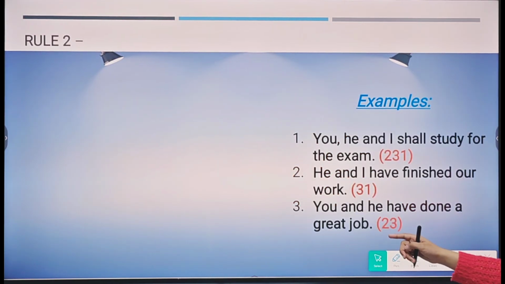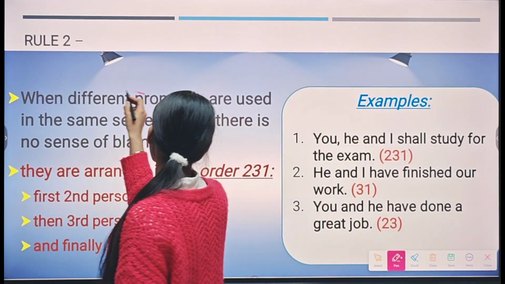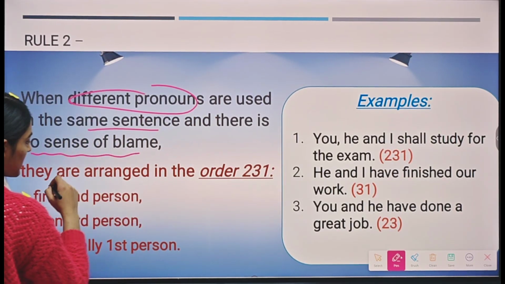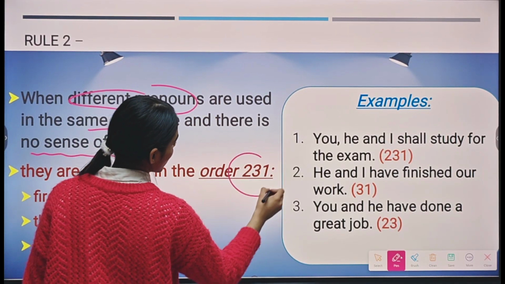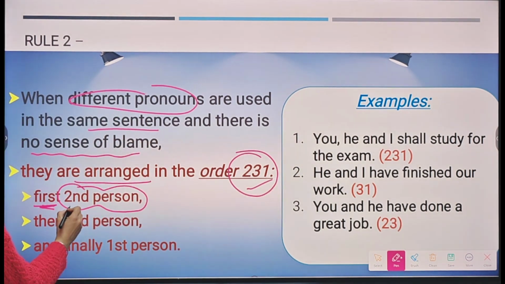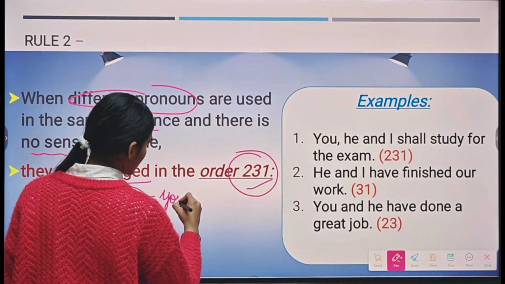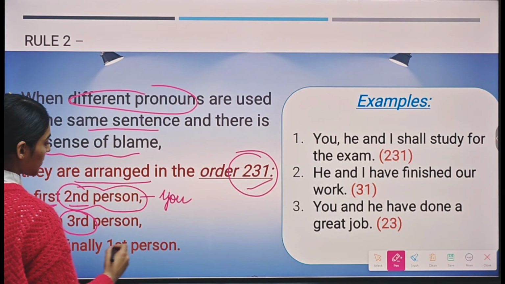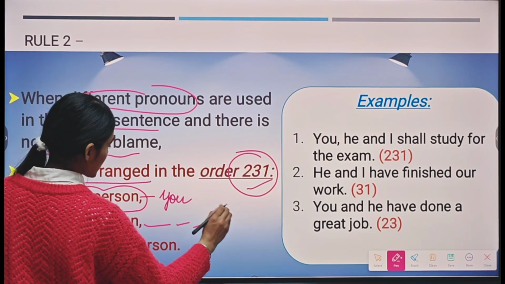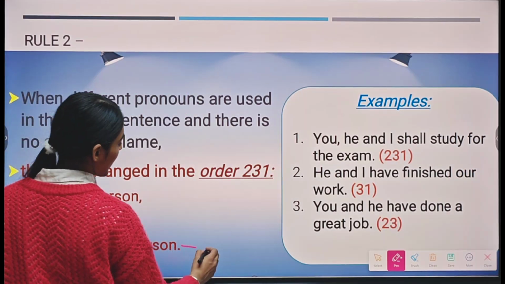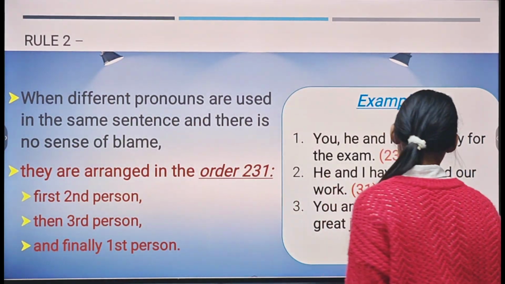Rule number 2 says, when different pronouns are used in the same sentence, and there is no sense of blame in it, they will be arranged in the order of 2, 3 and 1. The second person will come first. Second person is who? You. I taught you, second person is you. Then the third person can be they, she, he, it. And finally the first person. In first person we have I and we. Now let's see the examples that we have.